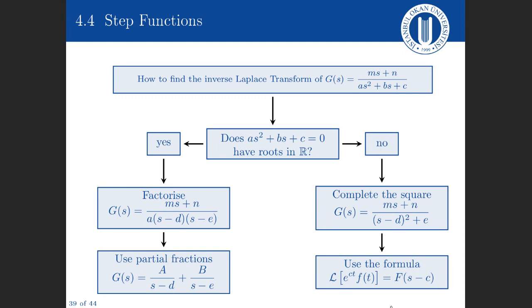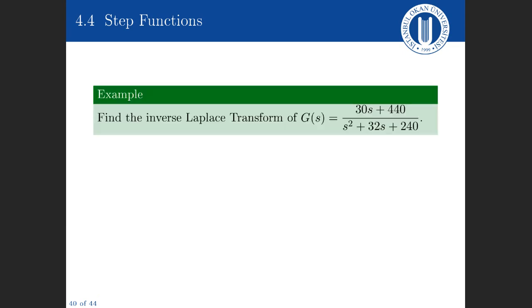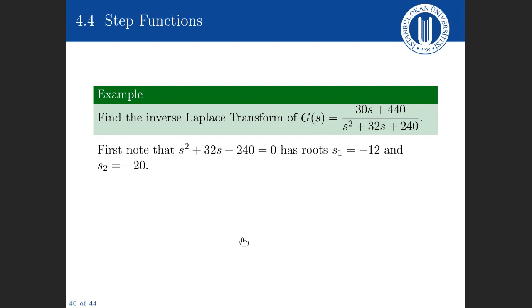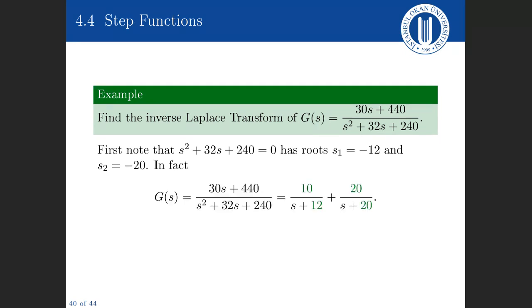Let's look at two examples. Find the inverse Laplace transform of (30s + 440) over (s² + 32s + 240). Now, first, what are the roots of the denominator? The roots are minus 12 and minus 20. So we're going to want to use partial fractions. In fact, we can write this function as 10 over (s + 12) plus 20 over (s + 20).